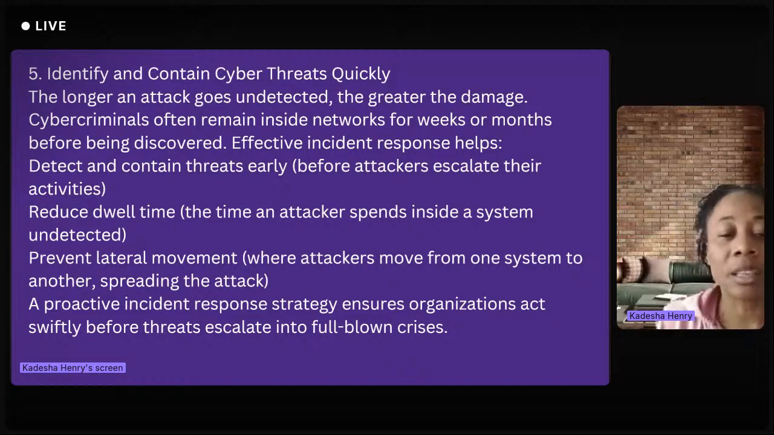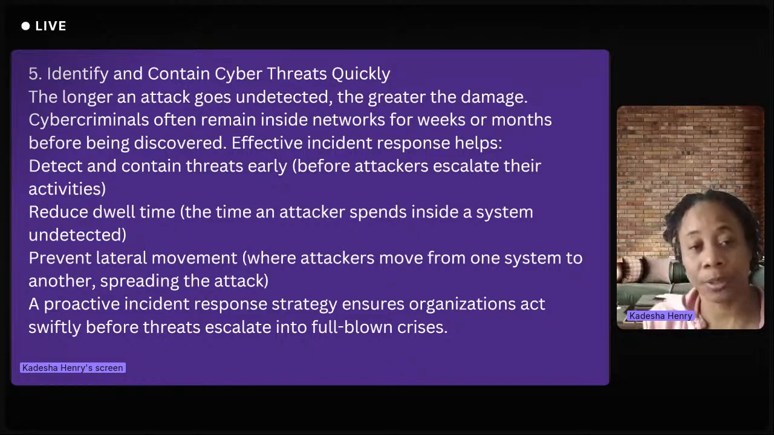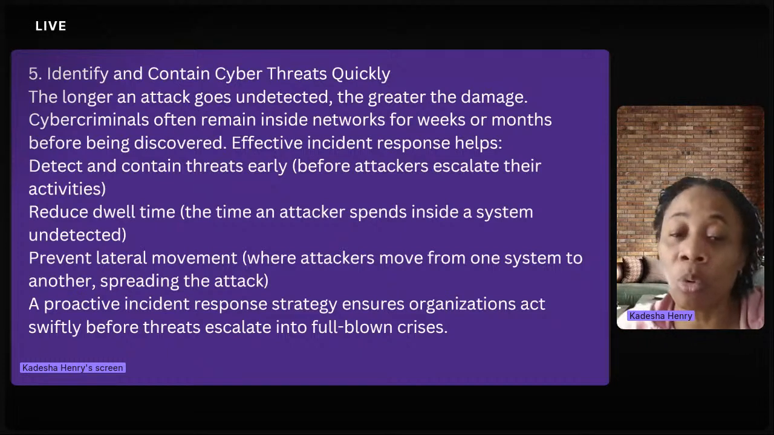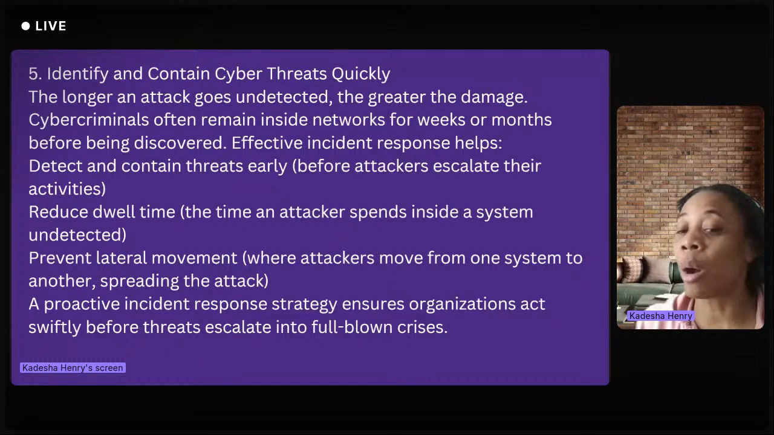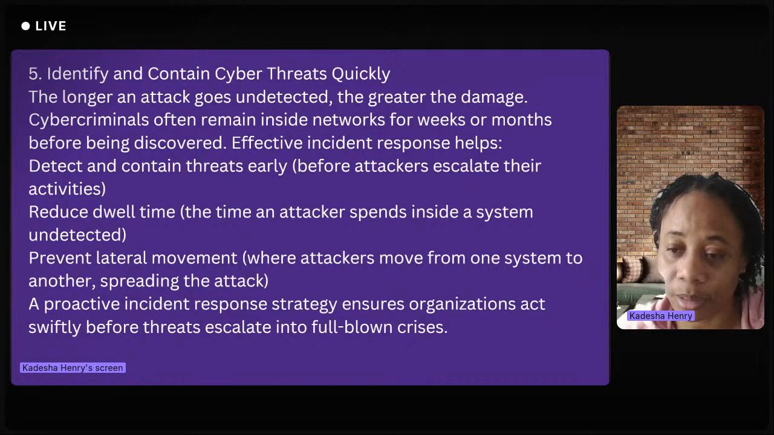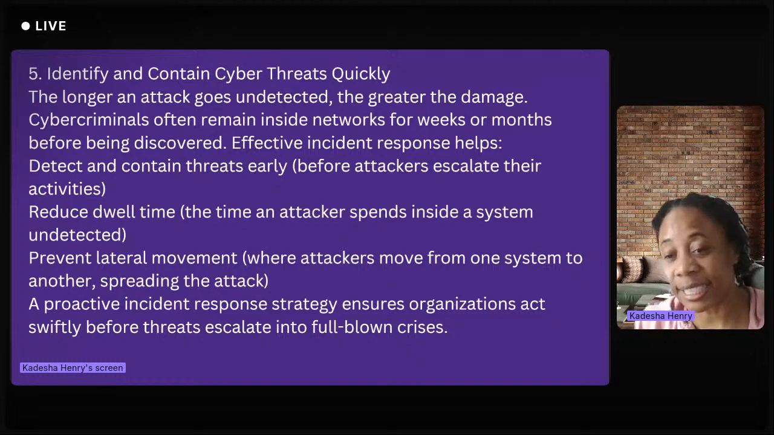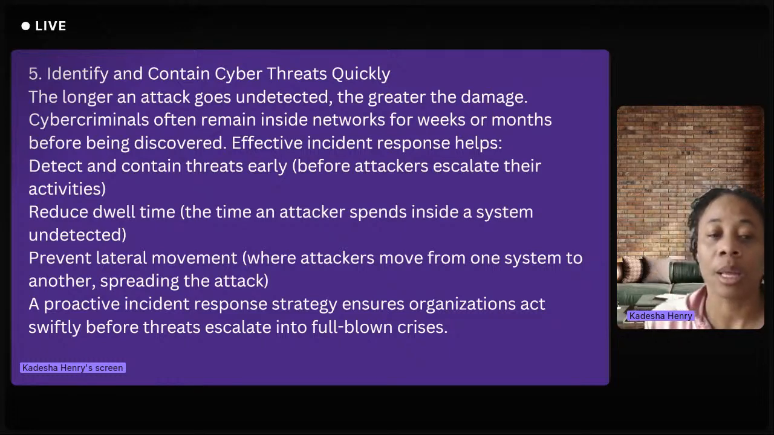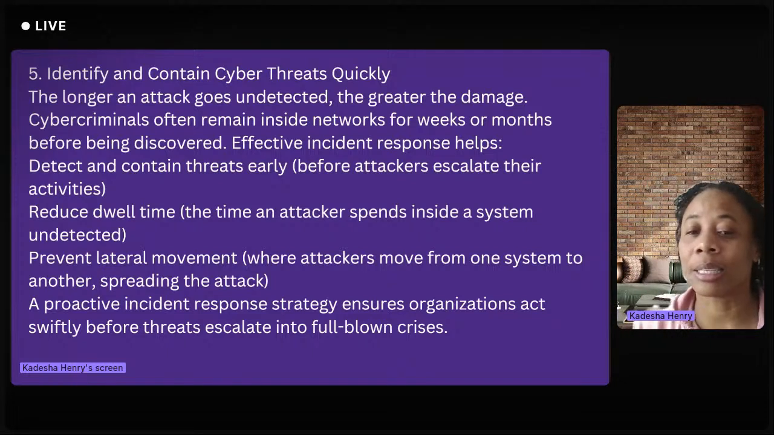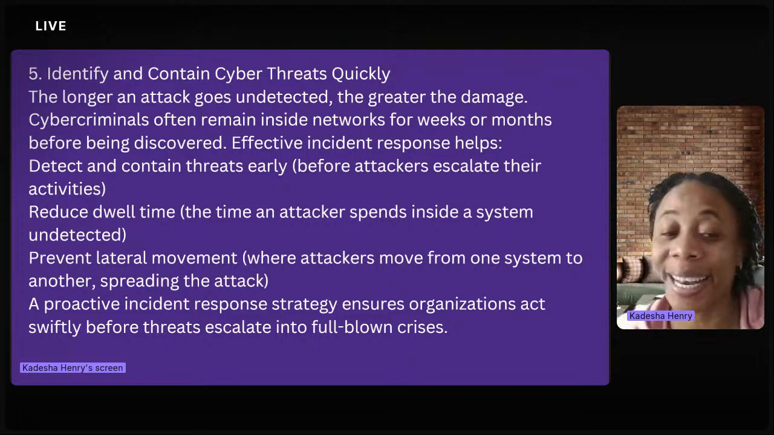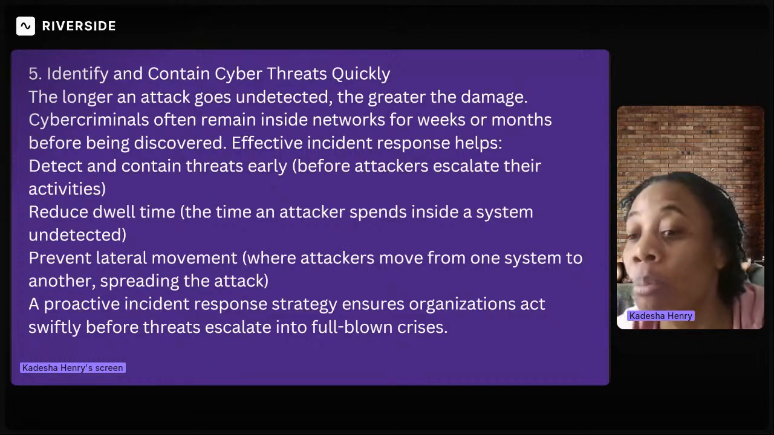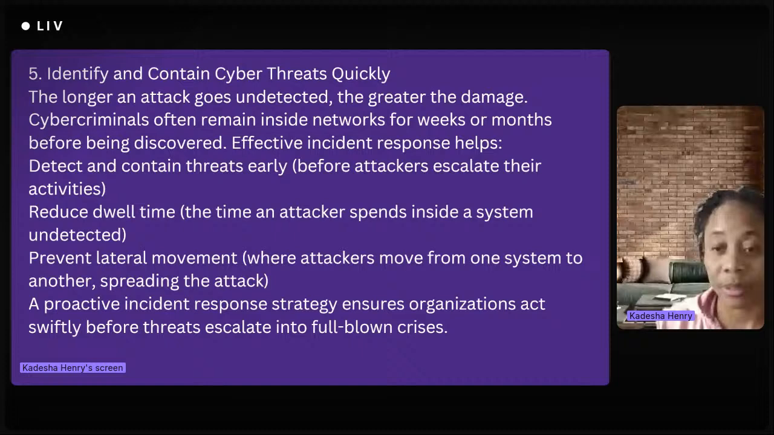It helps you to identify and prevent lateral movement. This is where the attacker moves from one system to another, spreading the attack. Because you have an incident response plan. Proactive incident response strategies ensure that the organization acts swiftly before threats escalate into a full-blown crisis.